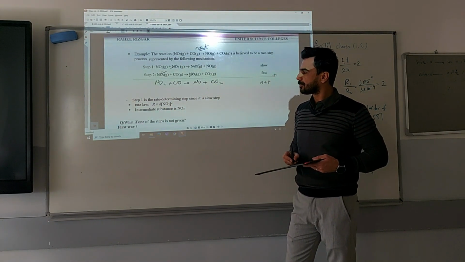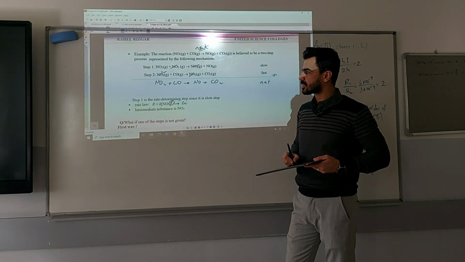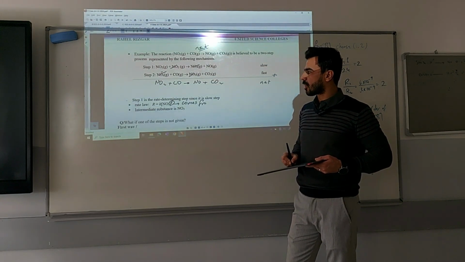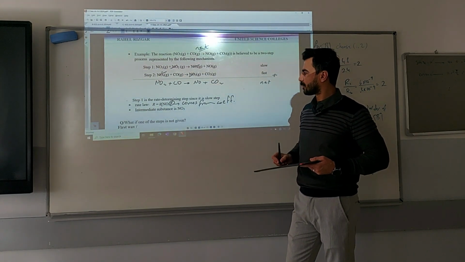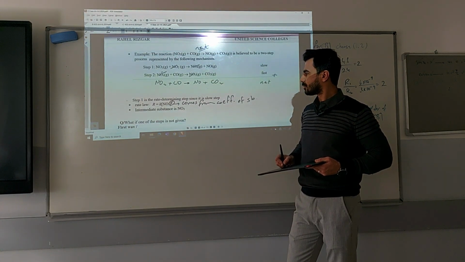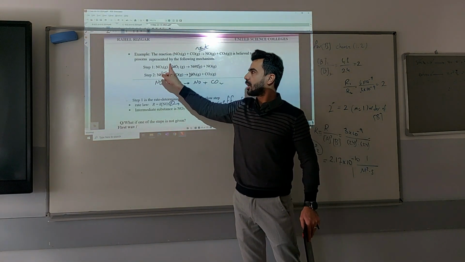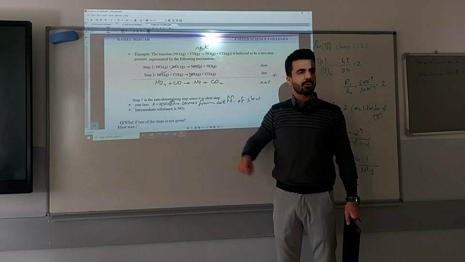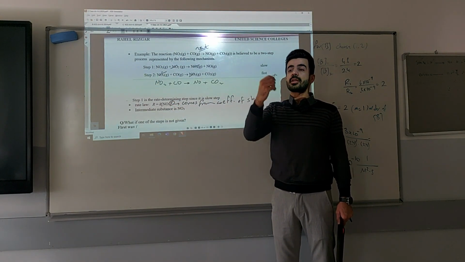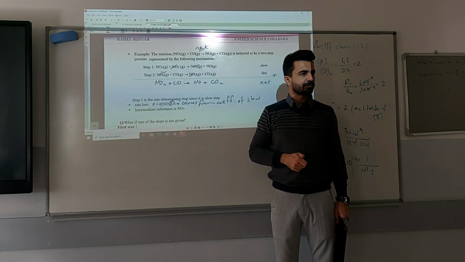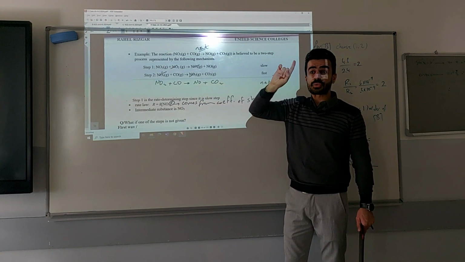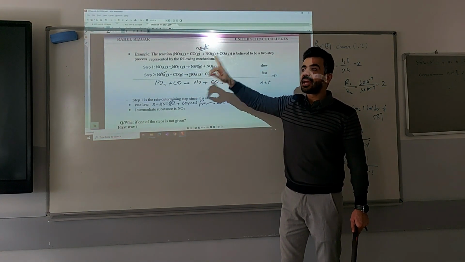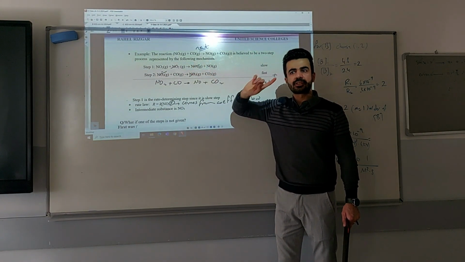So, this 2 comes from the coefficient of slow. It comes from the coefficient of slow. 1 and 2, both of them are NO2, so the power is 2. Now, the next part, what is the intermediate? As you can see, NO3 is not in the net. NO3 is not in the net. It means that NO3 is intermediate.